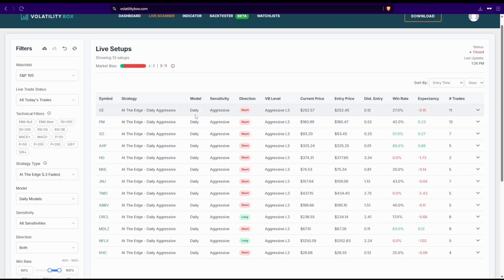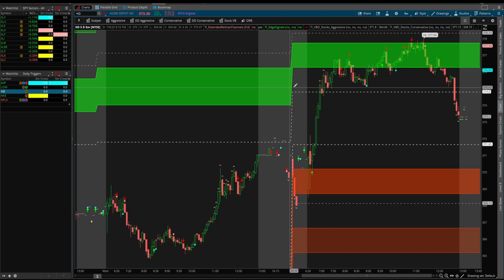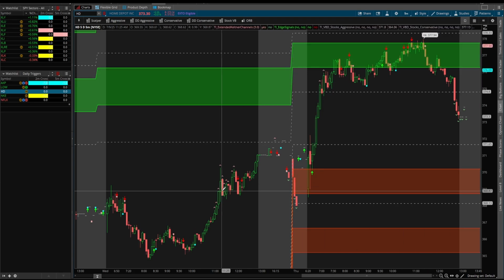of names inside of the S&P 100. Now, the one that stood out to me was Home Depot, and that's the one I'm going to dive deeper into in today's video, but I have a few other examples as well for you. Now, if we start with Home Depot first, this is the overall setup that triggered today.